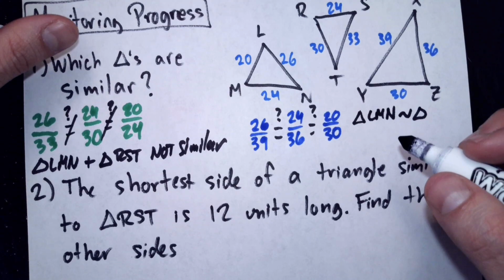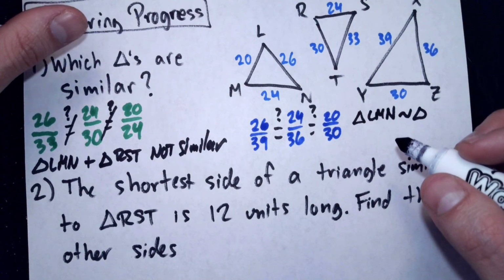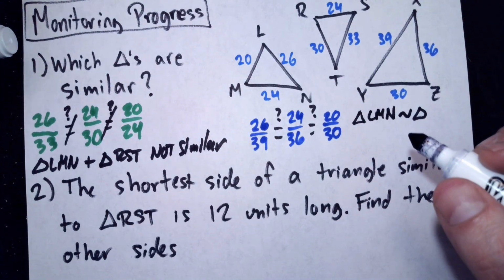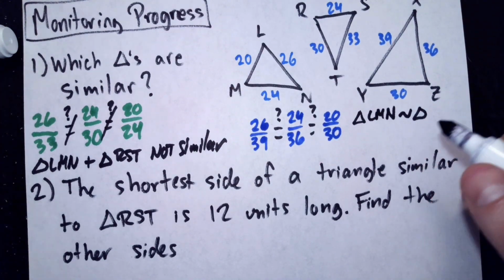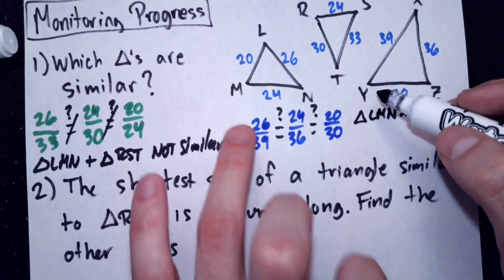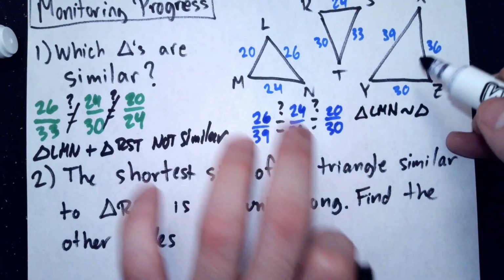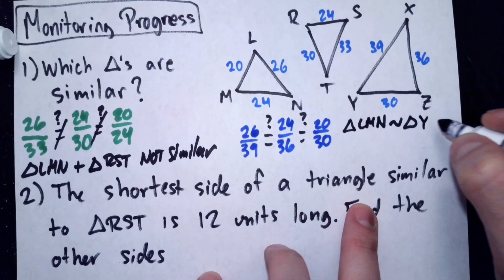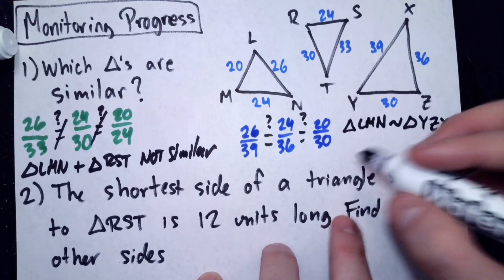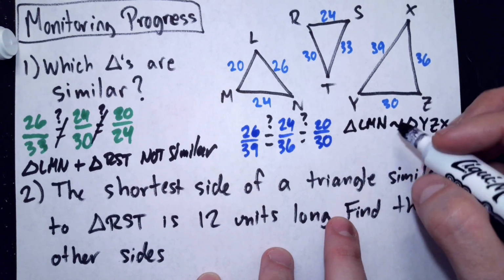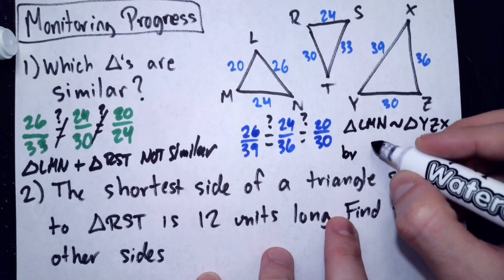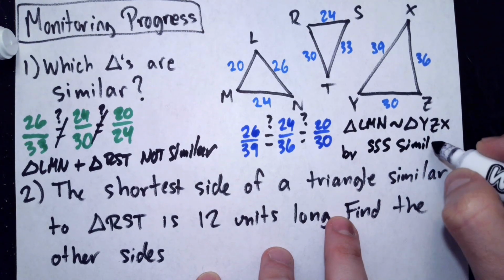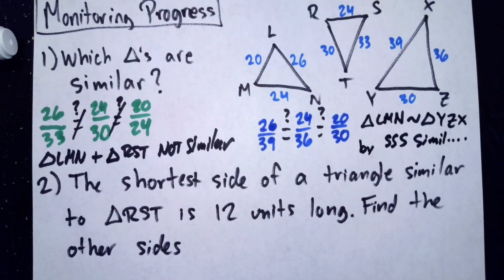So let's see, we have our longest side over here. Let me just make sure I'm not telling you guys the wrong answer. It's going to be Y. If this is LMN, we're going to have to go Y, Z, X. So this is similar by SSS similarity. It's not going to fit, so I'll just do dot dot dot similarity theorem.